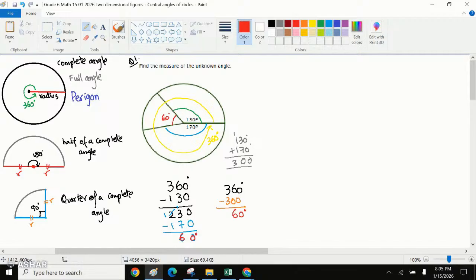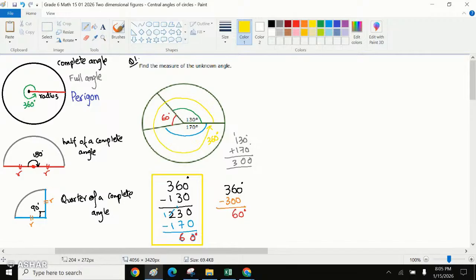Okay, so what we can say is, whichever of these ways of working you think is easier for you, you can do this way, or you can do the other way. You add the given angles together, and then you subtract from 360, because a complete angle is always 360. A complete angle is also known as a full angle or perigon. It's also pronounced as perigon.